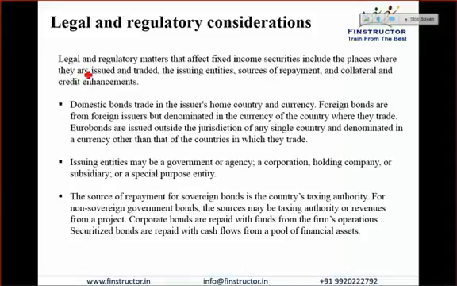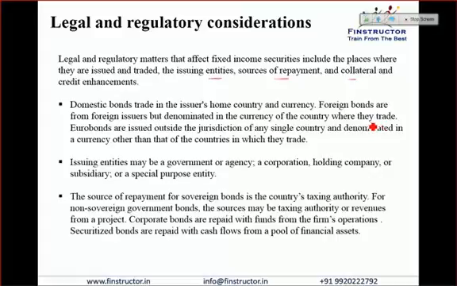There are certain legal and regulatory matters that affect fixed income securities, so you should be aware of them. That is, the place where they are issued and traded, who is the issuing entity, is it the government, is it a corporate, how is the funding being done, what is the collateral, what is the credit enhancement. So domestic bonds trade in the issuer's home country and the home currency. Foreign bonds are from foreign issuers but denominated in the currency of the country where they trade.